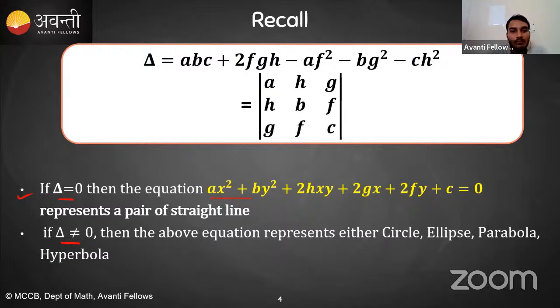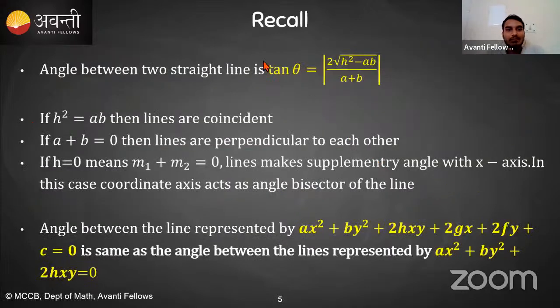Okay. So for straight lines, only delta should be 0. If delta is 0, then definitely it is a pair of straight lines. Okay. Is this clear?